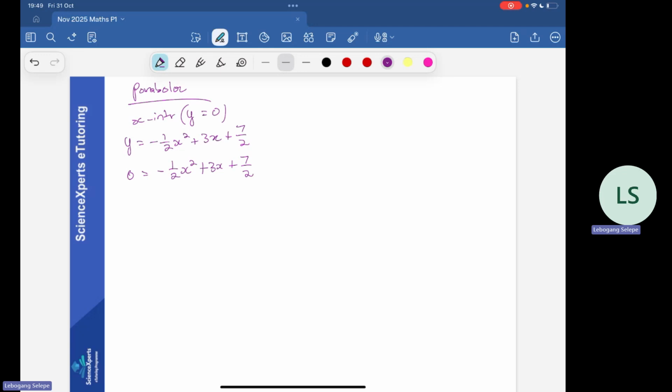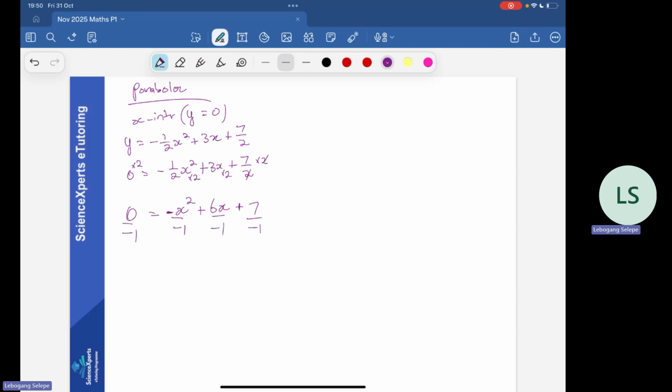Or if not the quadratic formula, I can multiply everything here by 2. So 0 times 2, that's 0. Negative 1 over 2 times 2, that's negative 1. That's negative x squared, 3 times 2 plus 6x. 7 over 2 times 2, the 2 cancels, that's 7, right? Then divide everything by that negative just to remove it.